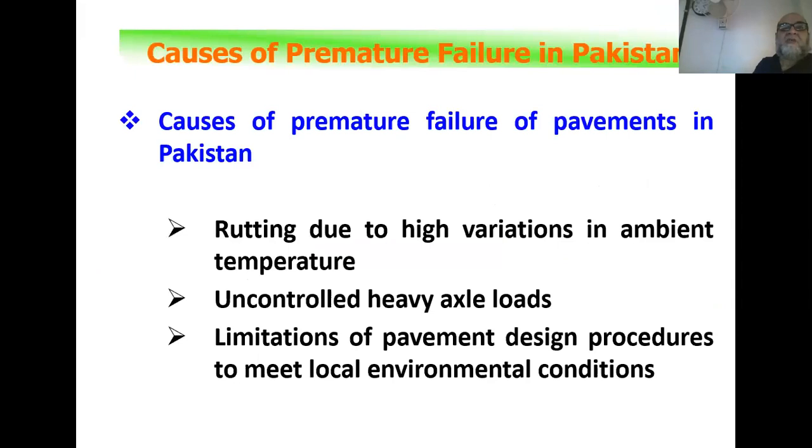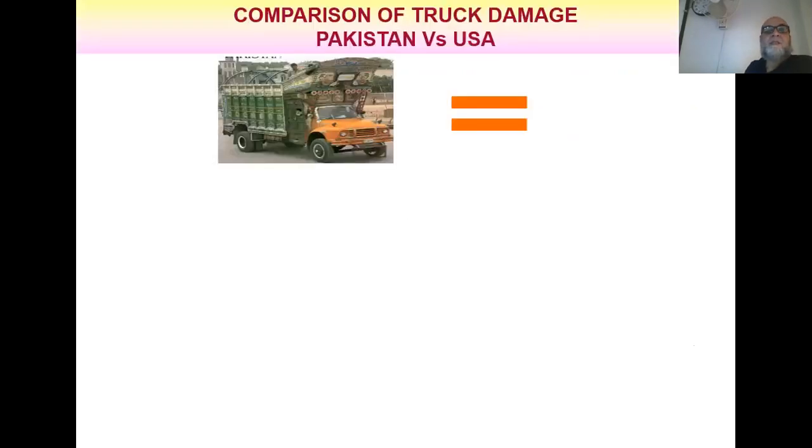The causes may be rutting, uncontrolled heavy axle loads, and limitation of pavement design procedures to meet local environmental conditions. And I'm talking about the context of Pakistan, and during the course of the lectures, I have also cited these reasons. These are the drawbacks of pavements in Pakistan.